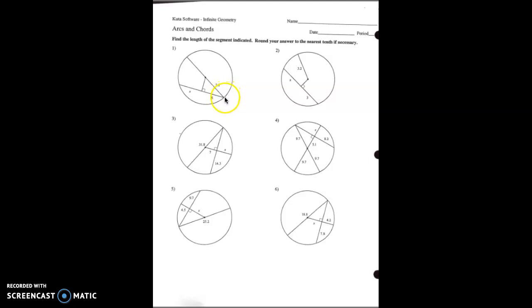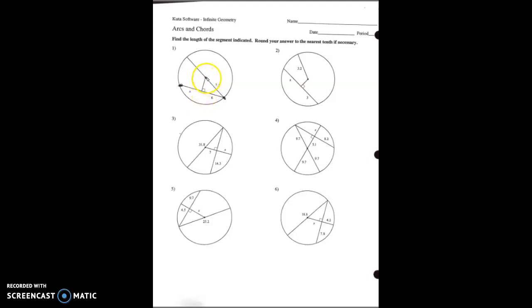Remember, we talked about a chord that is not a diameter. So the chord that's not a diameter is actually this one, this endpoint all the way across to this endpoint. So that's the chord that we're talking about. This chord actually hits this chunk right here at a right angle. It's perpendicular. It shows that little right angle box there.